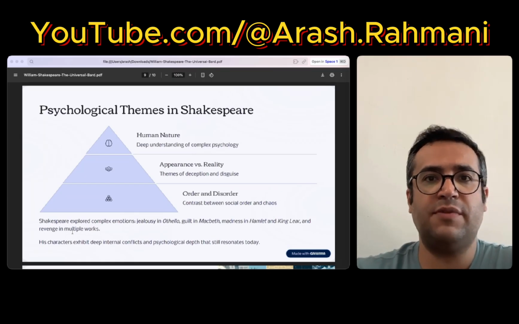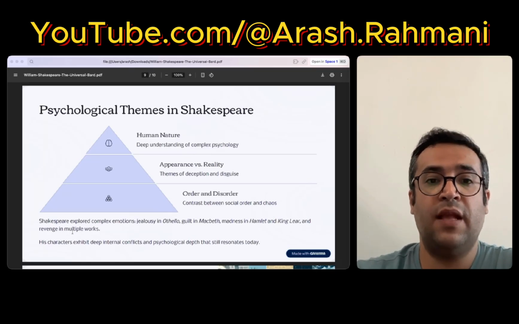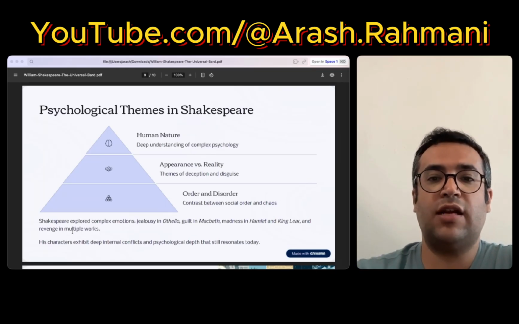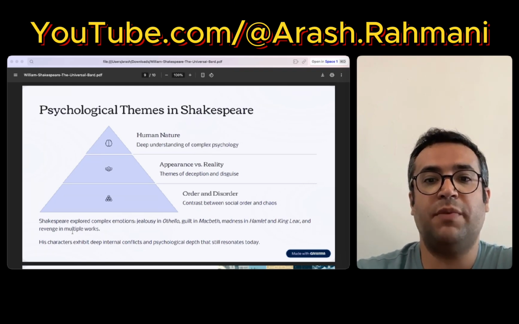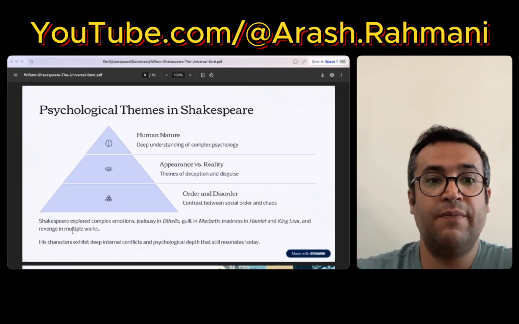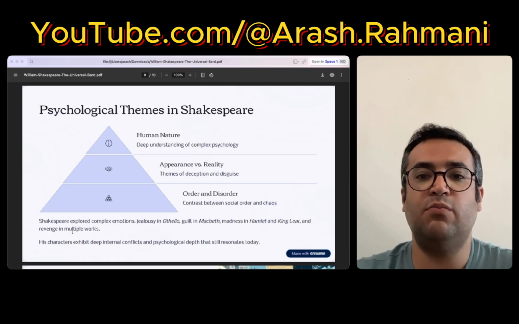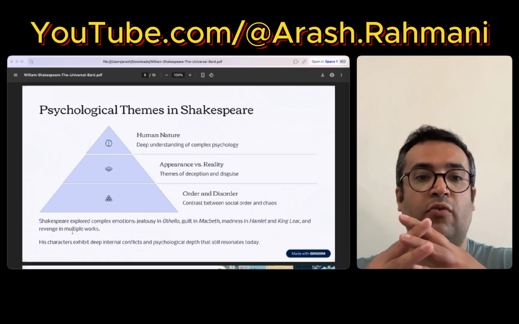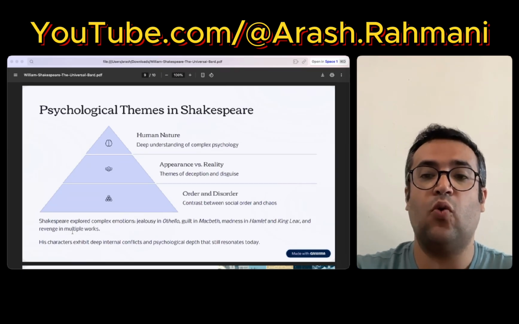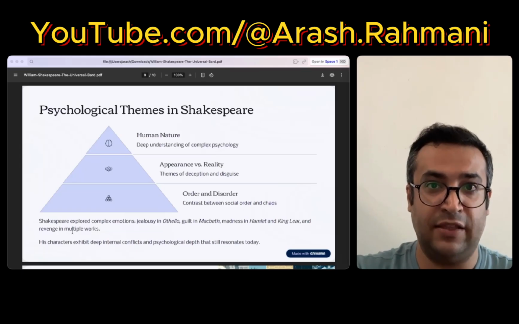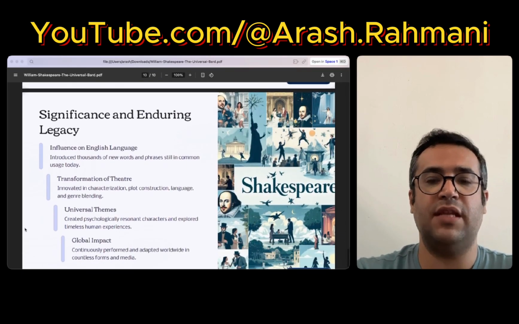And finally, one of the other themes that can be found throughout Shakespeare's works is order and disorder. Shakespeare frequently contrasts social and cosmic order with the forces of chaos. These chaotic forces might be internal, like passion or ambition, or external, like war or political upheaval. So typically, comedies move from disorder to restored social harmony, while tragedies show the tragic consequences when order breaks down completely and disorder reigns. So these are a few of the themes that Shakespeare talks about.